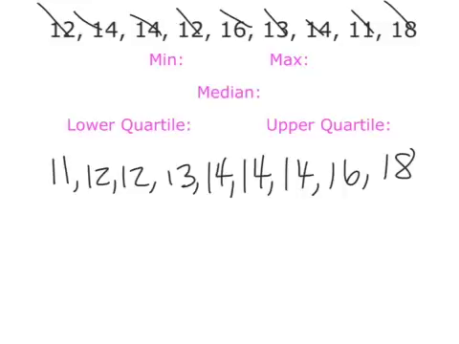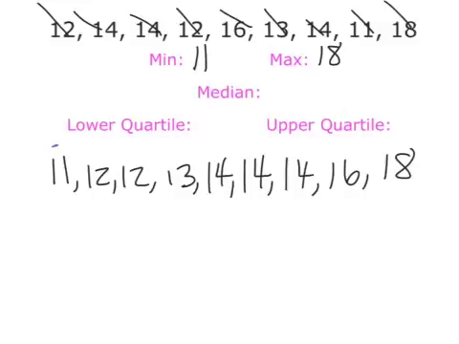We look and we identify our minimum and our maximum. Remember, minimum means smallest. So my smallest number is 11. And my maximum number is my biggest, and that is 18. Now, I have to go ahead and find my median. Now, I can't mark them off as I go just because of the fact that I'm going to have to use them when I find my lower and upper quartile.